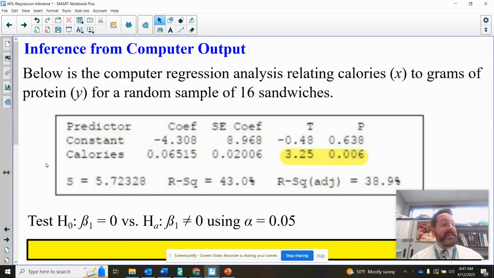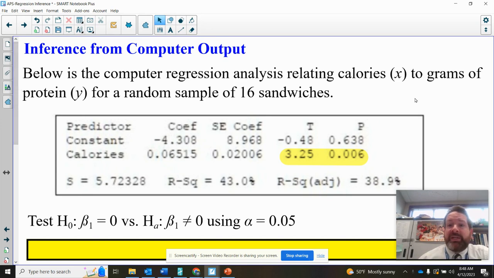Very often on your AP test, rather than lists of data, you may be given a regression computer output like we've seen before, but asked inference questions. That's going to involve us looking at the numbers we have traditionally ignored. So let's just do a review of what we've already known.